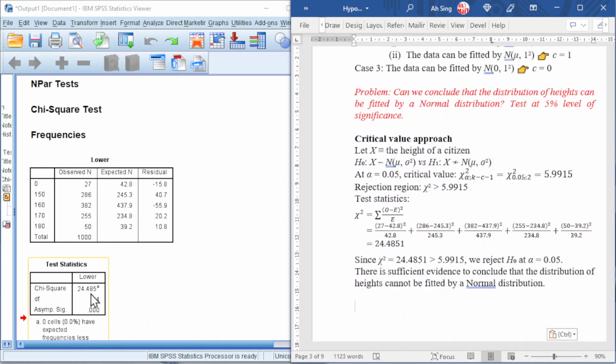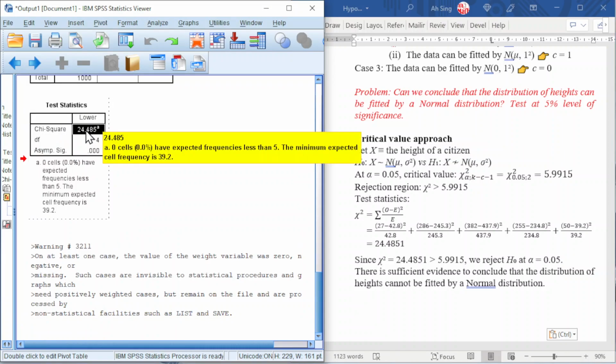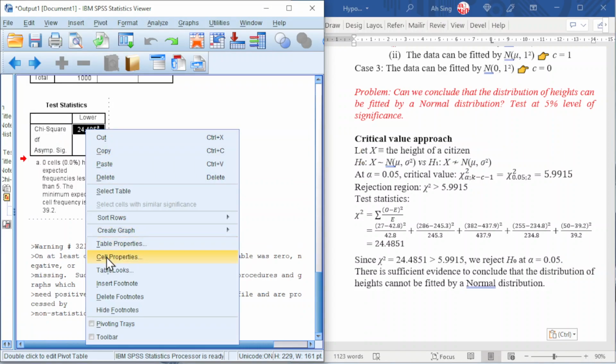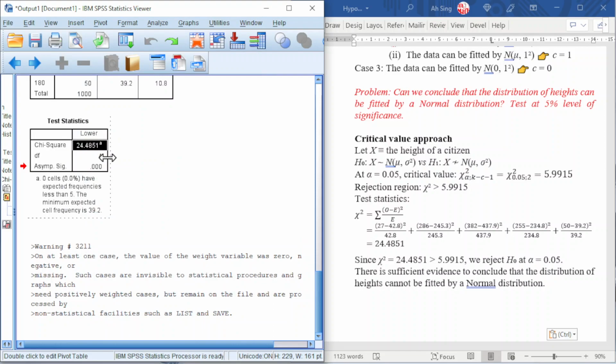If we need more decimal points, double click on the table, select the number, right click and look for cell properties. Go to format value and increase the decimals. Click on OK and we should have the desired format. According to the result, since the test statistic is greater than the critical value, we should reject H null at alpha equal to 0.05. In other words, there is sufficient evidence to conclude that the distribution of heights cannot be fitted by a normal distribution.